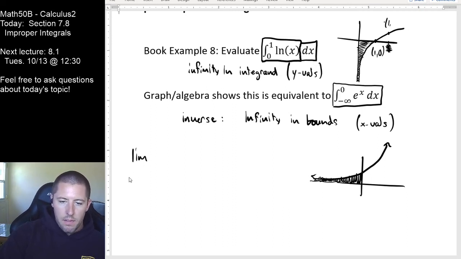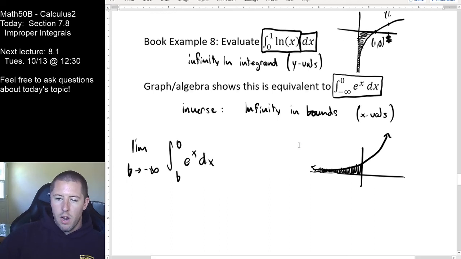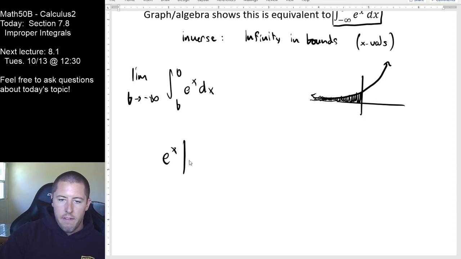So this is just a nice, nothing too crazy right here. The limit as b goes to negative infinity of the integral from b to 0 of e to the x dx. We can do our quick little integration and get e to the x evaluated from x equals b to x equals 0. Limit as b goes to negative infinity.